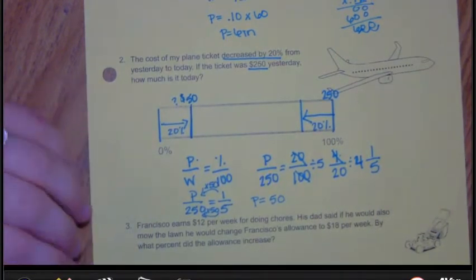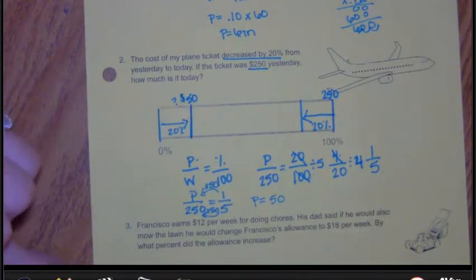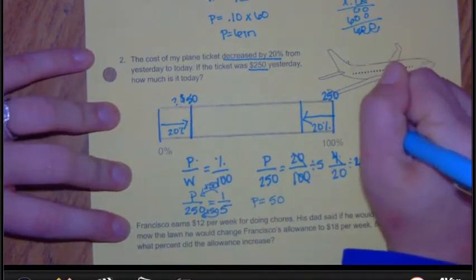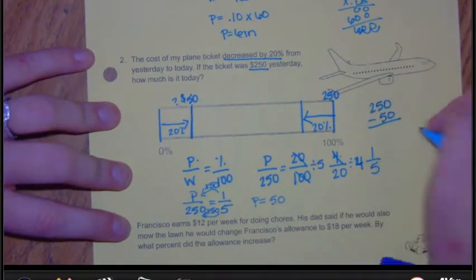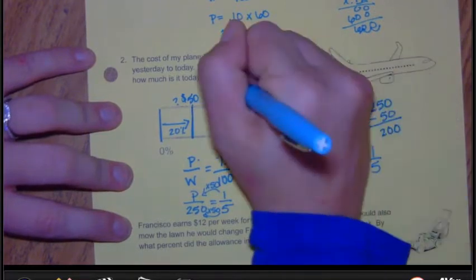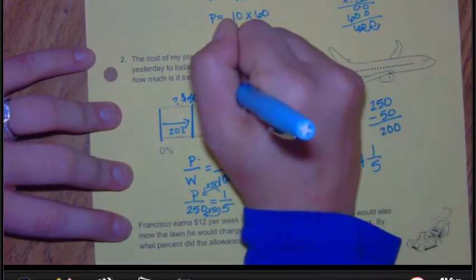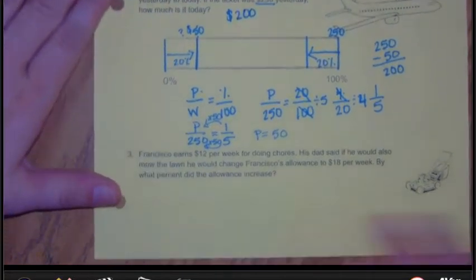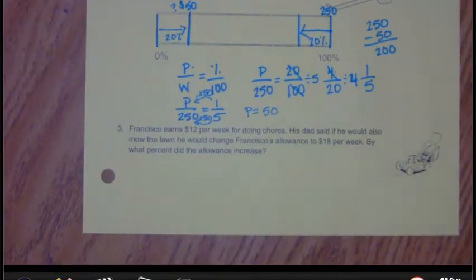Okay. Now that does not answer my question. It wants to know if the ticket was $250 yesterday, how much is it today? Well, I need to do $250 minus $50, because minus 20%, to see that my new plane ticket is $200. Okay. My new plane ticket is $200.